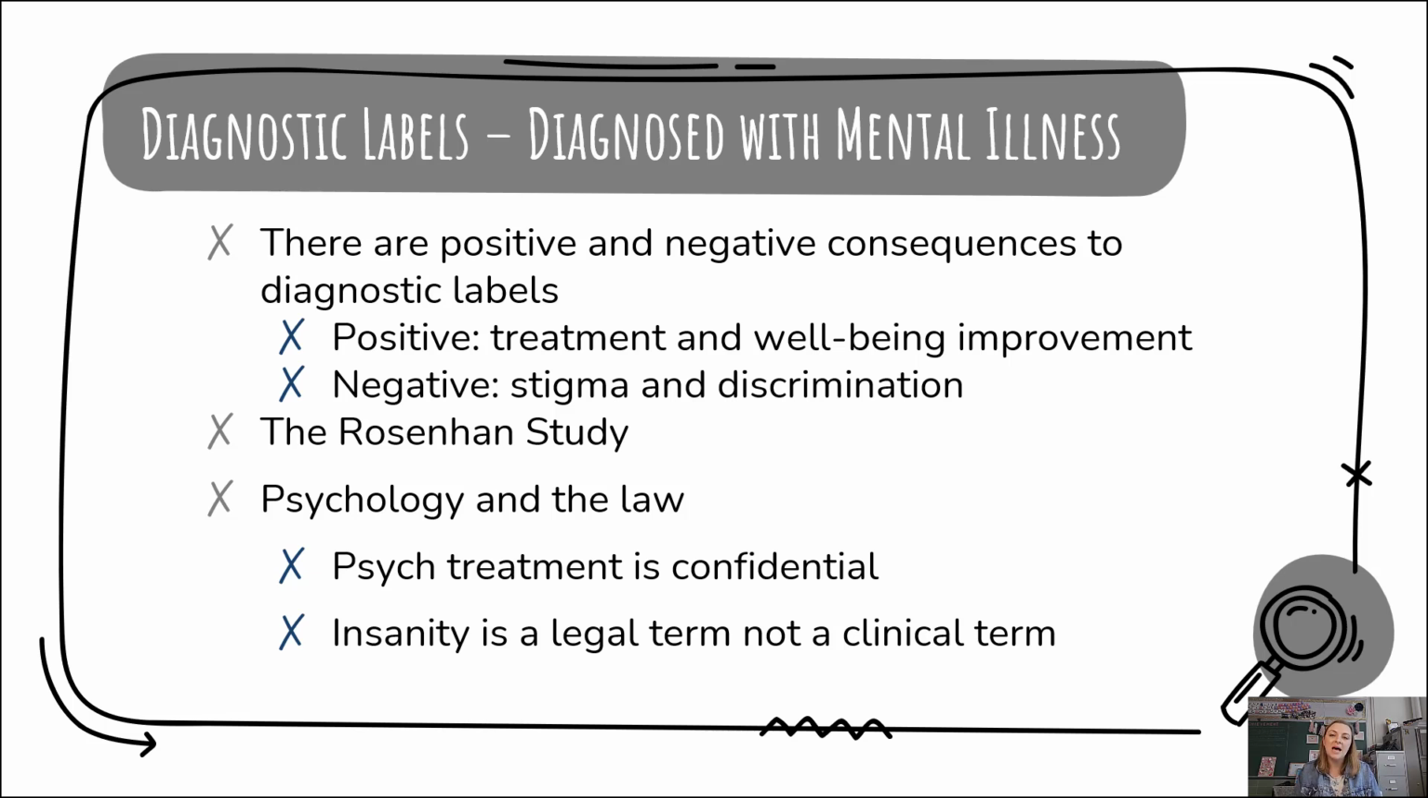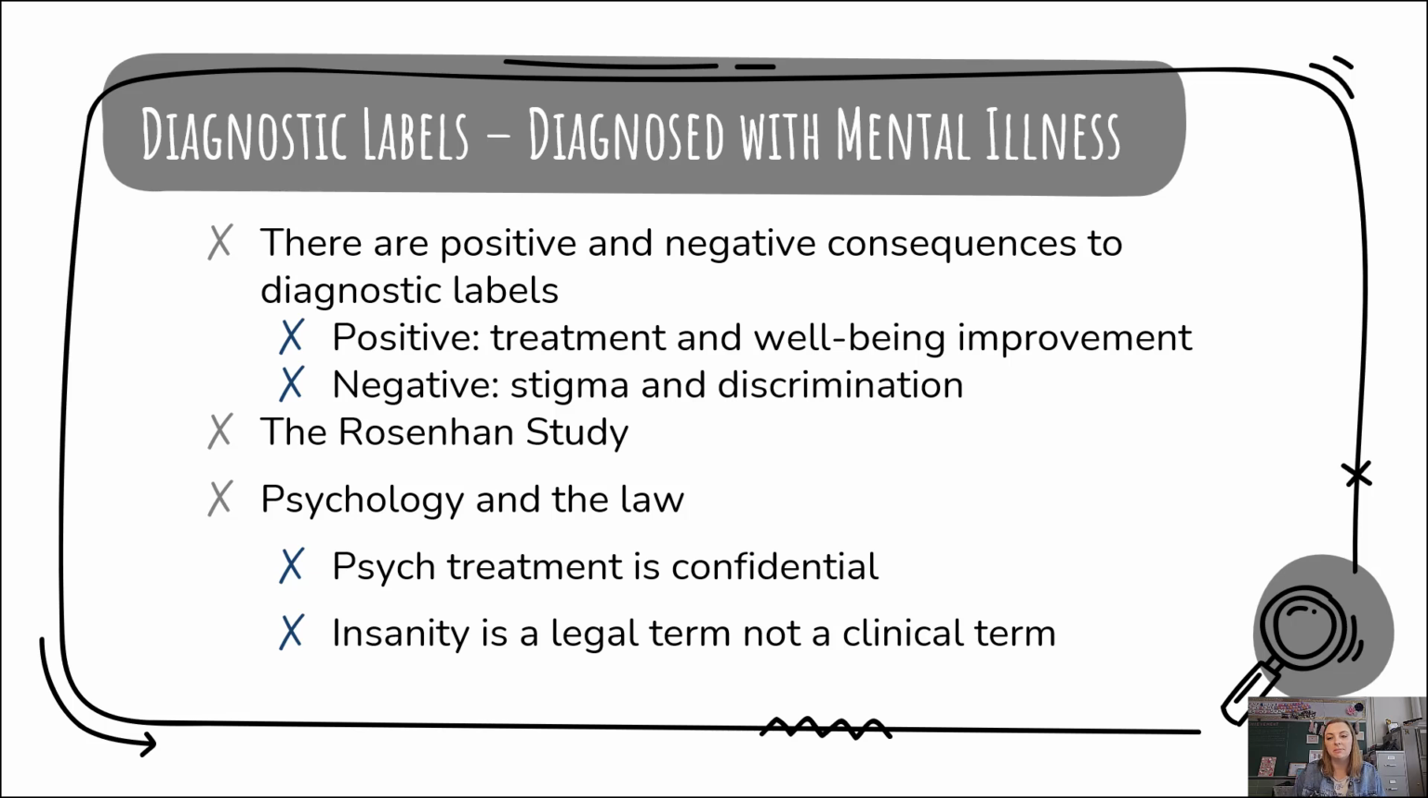When a person is diagnosed with a psychological disorder, that label can have both positive and negative consequences. The positive consequences are that a diagnosis helps people receive proper treatment, access to support, and understand their condition, leading to well-being improvement. The negative consequences, however, are that labels can also lead to stigma and discrimination. People might face judgment or be treated unfairly based on their diagnosis, even if they are capable and functional.